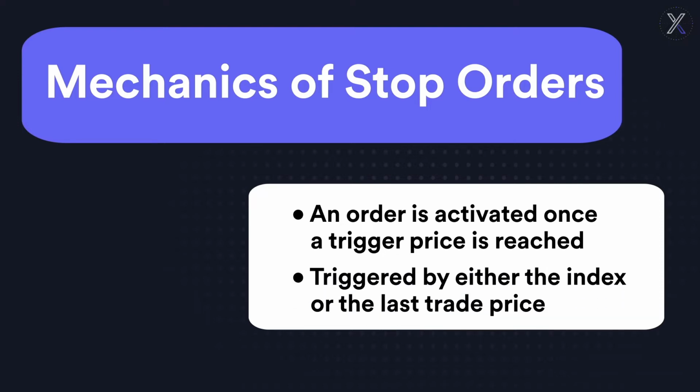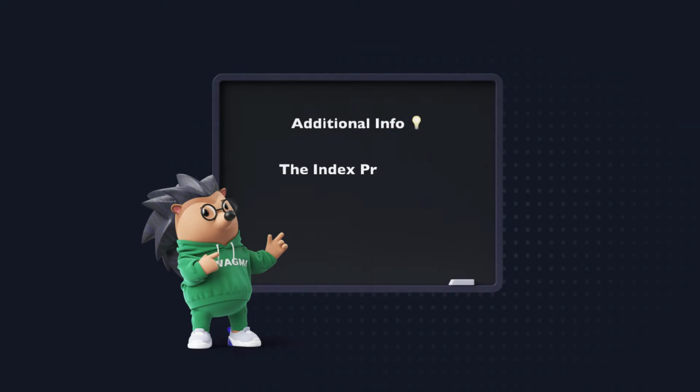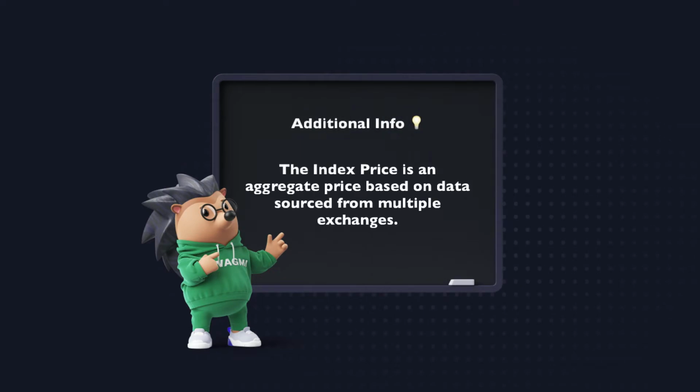On dYdX, stop triggers are based on either the index price or the last trade price, whichever comes first. This allows for more accurate stop triggers, improves latency, and reduces slippage on order execution. If you're not familiar with the term, the index price is an aggregate price based on data sourced from multiple exchanges.